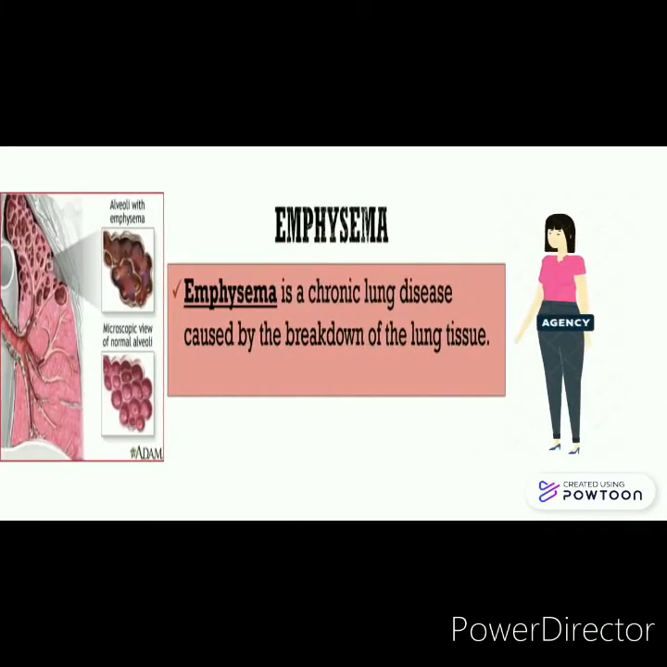Emphysema is a chronic lung disease caused by the breakdown of the lung tissue. Symptoms of emphysema include shortness of breath, especially during exercise, and chronic cough, usually due to cigarette smoking, and wheezing, especially during expiration. Damage to the alveoli is not curable. Smoking is the leading cause of emphysema.